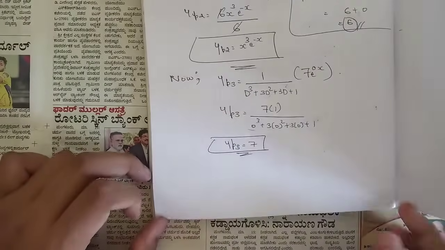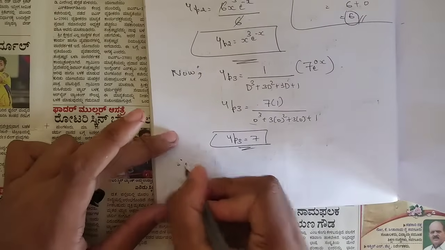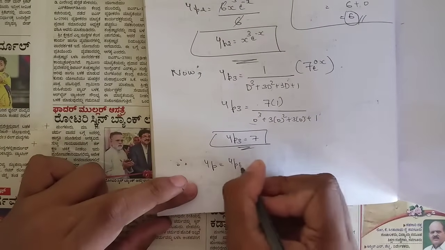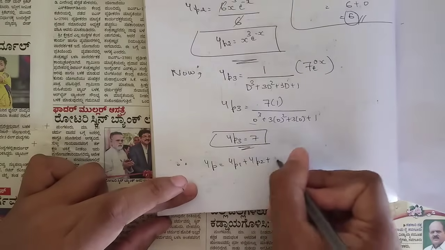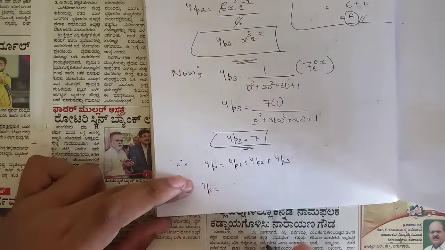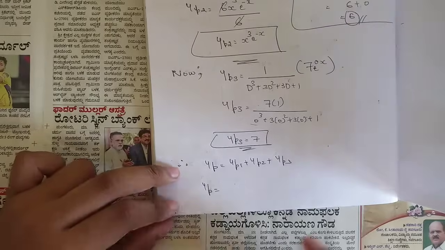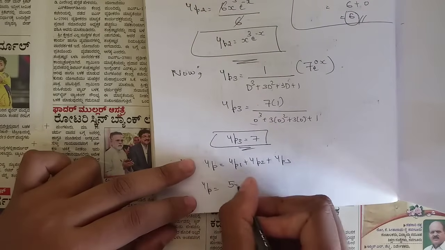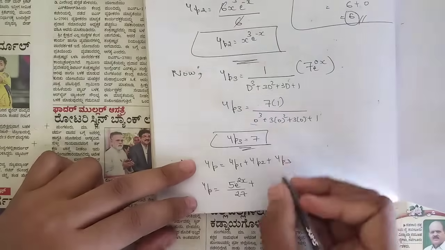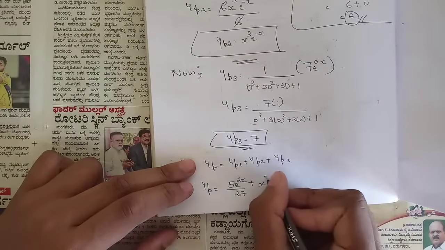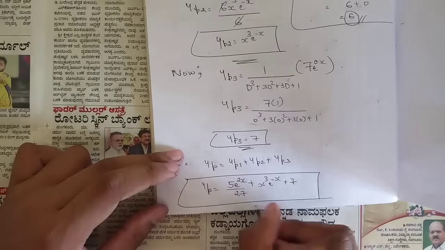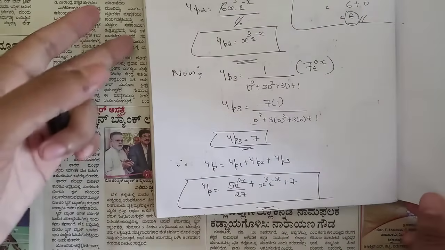7. So the total yp, we get it as yp1 plus yp2 plus yp3. So yp is equal to, what we got: the value of yp1 is 5e^(2x) by 27, plus the value of yp2 here is x^3 e^(-x), plus yp3 is 7. So this is your particular integral final.